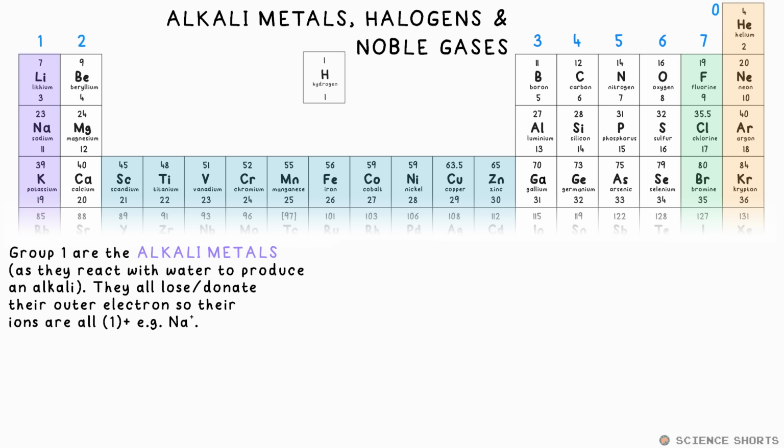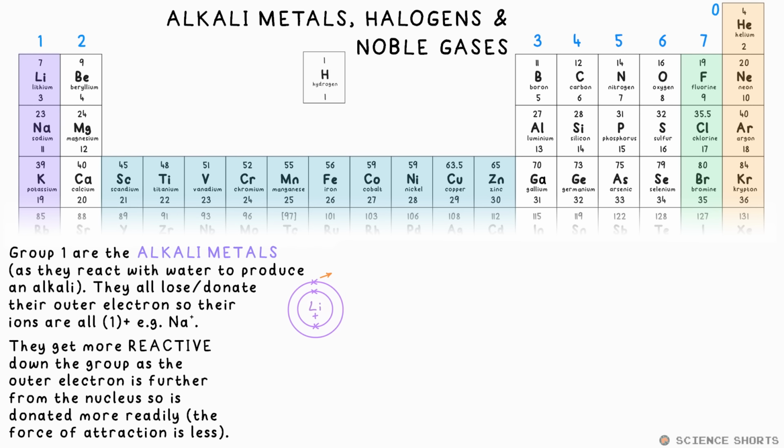They all have 1 electron in their outer shell, which they give away or donate when they bond to something, so they all have similar properties, like when they react with water. The further down the group you go, though, the further that outer electron is from the nucleus, so the electrostatic attraction is weaker between the negative electron and the positive nucleus. This means that the electron is more easily donated. This means the metals get more reactive as you go down the group.